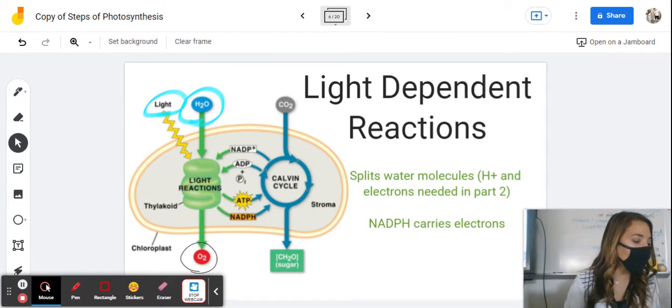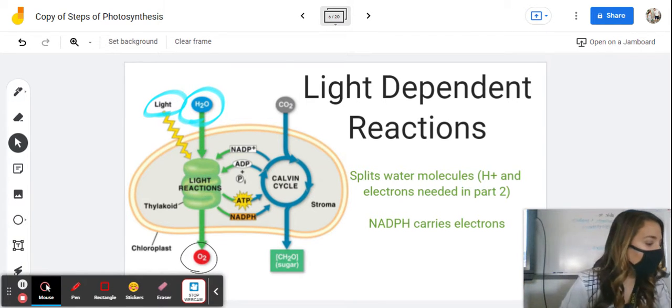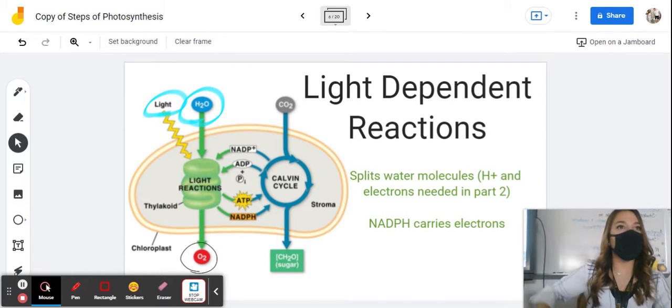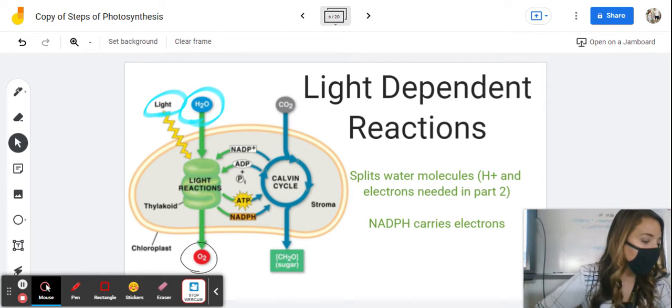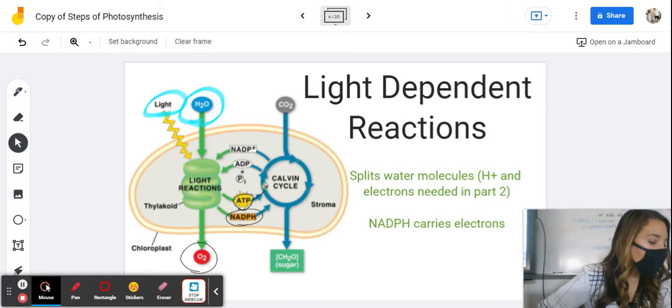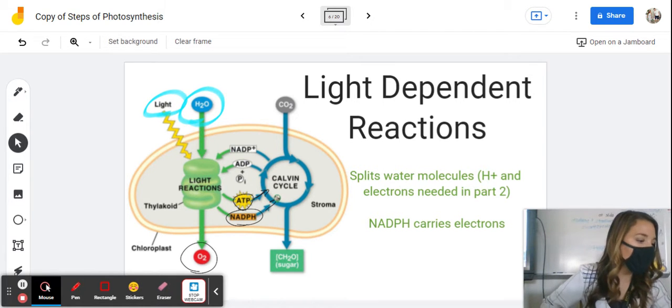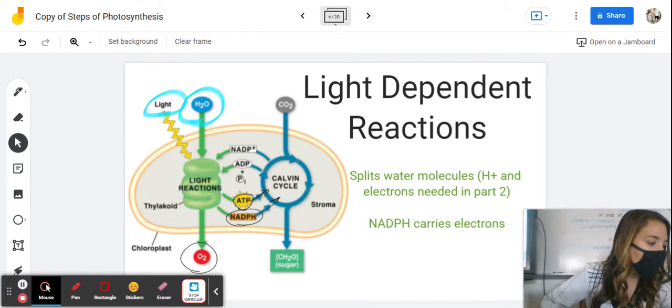Okay, let's focus on those other 2 things real quick. She also mentioned there's 2 other products that I'm making that I'm sending to the second step. ATP and NADPH, don't forget those. But look how the arrow is pointing to step 2. Okay, go to slide 7.